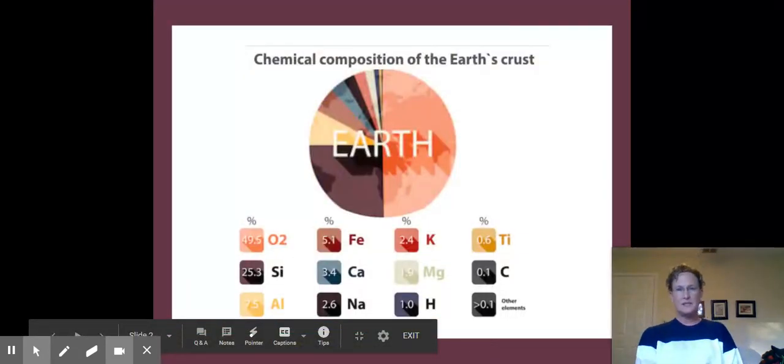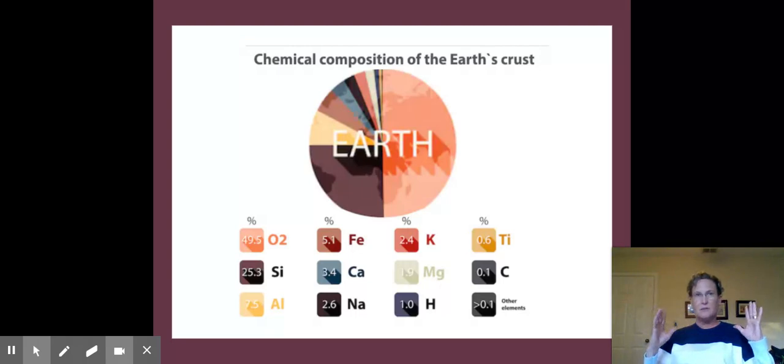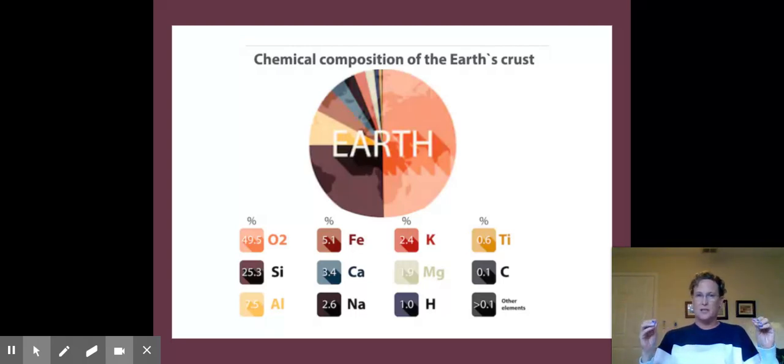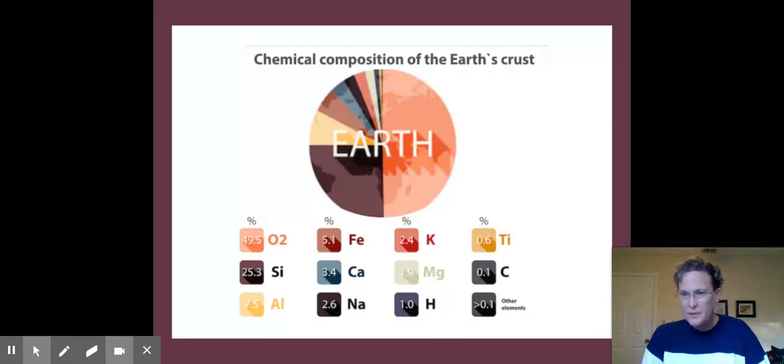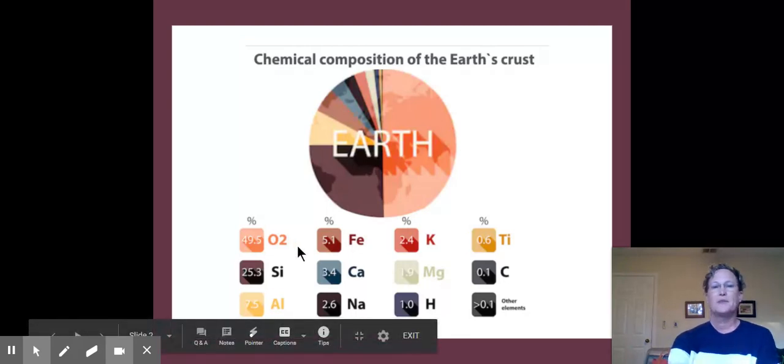Okay, so the chemical composition of Earth's crust. This is one of those things that you have to memorize. You're going to have to memorize the most abundant elements in the human body, the most abundant elements in the Earth's atmosphere, and the most abundant elements in the Earth's crust, because they ask you this question on the AP test. So the most abundant element in the Earth's crust is oxygen.